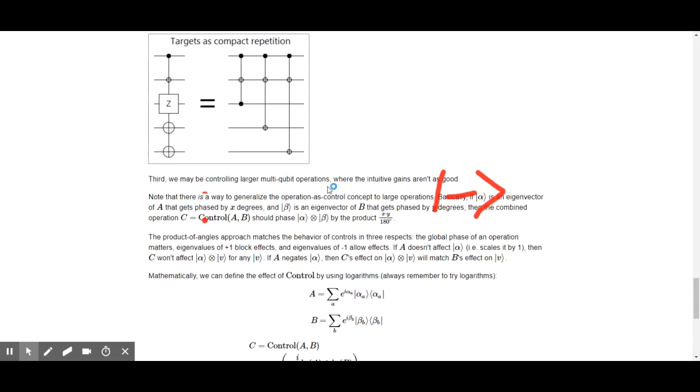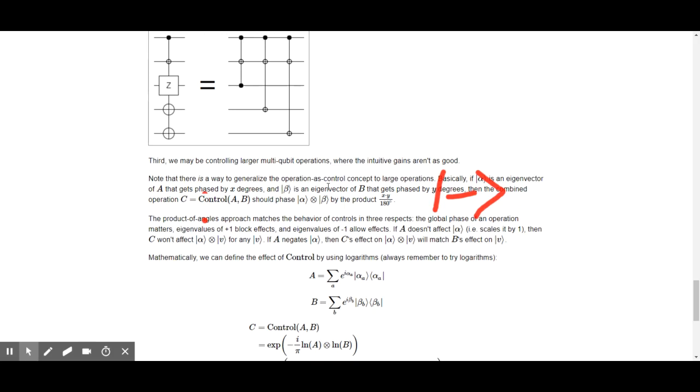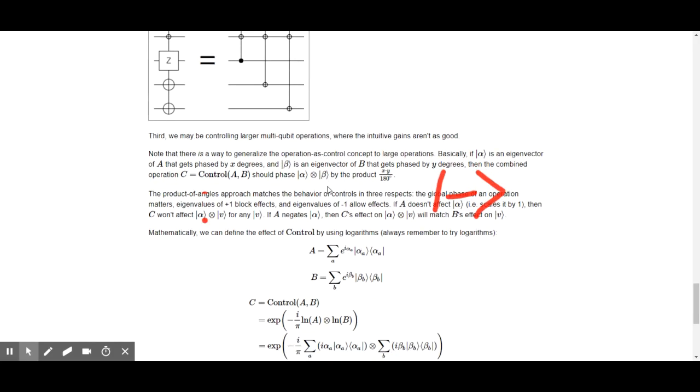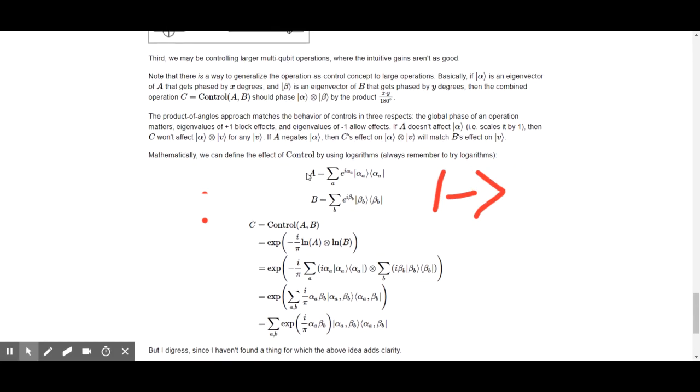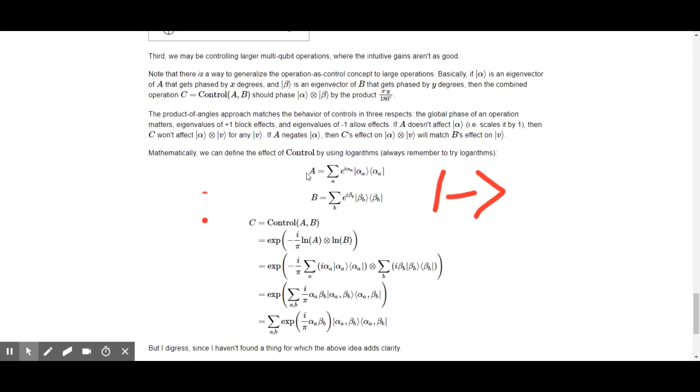Third, we might be controlling larger multi-qubit operations where the intuitive gains aren't as good. Note that there is a way to generalize the operation-as-control concept to larger operations. Basically, if alpha is an eigenvector of A that gets phased by x degrees and beta is an eigenvector of B that gets phased by y degrees, then the combined operation control AB should phase this times this by the product. The product of angles approach matches the behavior of controls in three respects. If A doesn't affect alpha, as in case by one, then C won't affect this.